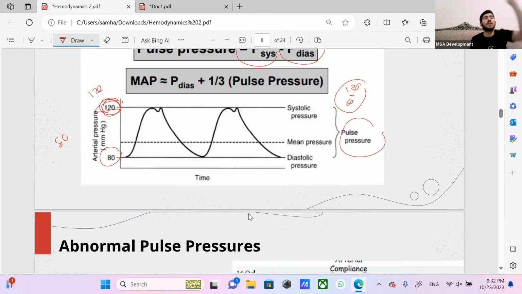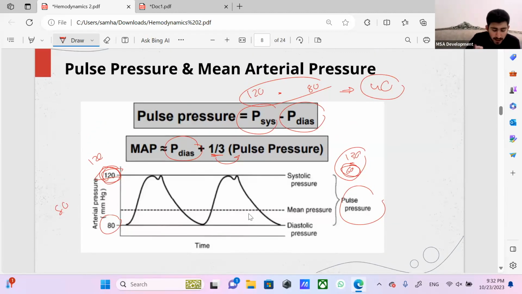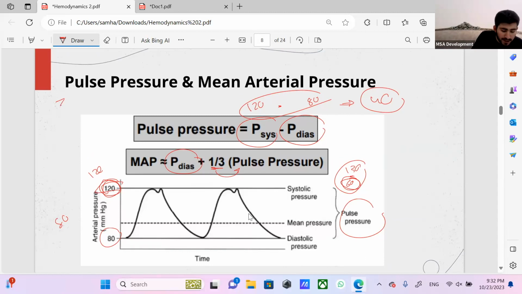Now I want the mean arterial pressure for all the pulses. It's the diastolic pressure, the 60 let's say, plus a third of the pulse pressure. I don't think he will ask you to calculate it, but assuming you have 70 as diastolic pressure and 100 as systolic pressure. Now the pulse pressure is 100 minus 70, which is 30. Okay? Now this is for one pulse.